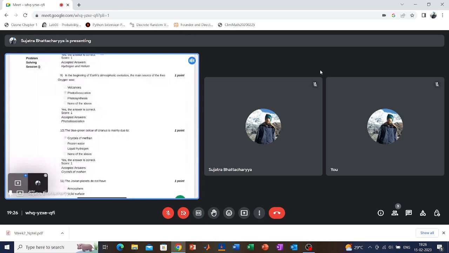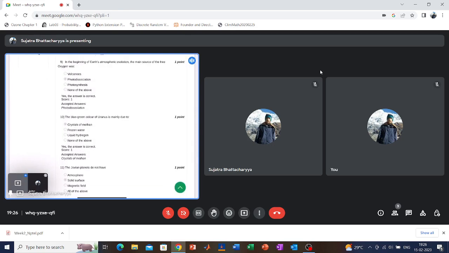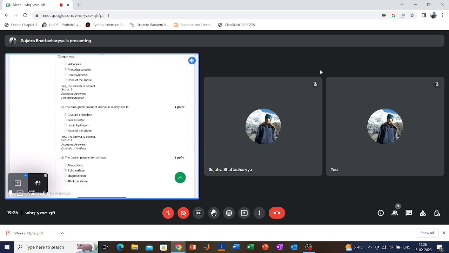Next is the blue-green color of Uranus, again a factual question. This is due to the crystals of methane. If you read it properly or see the lecture notes, you will find out that this blue-green color of Uranus is because of the crystals of methane.